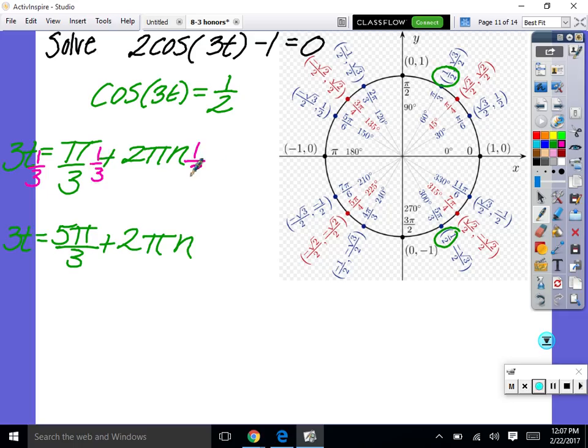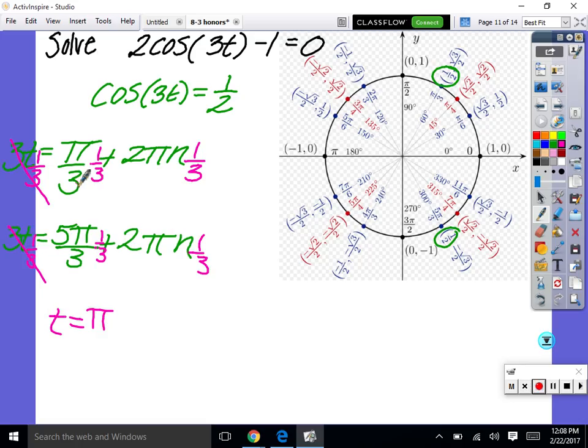1/3. You gotta multiply that even by 1/3. So times by a third, times by a third, times by a third. So now t is alone. Now t is alone. So we're gonna have t is equal to up here pi 6.